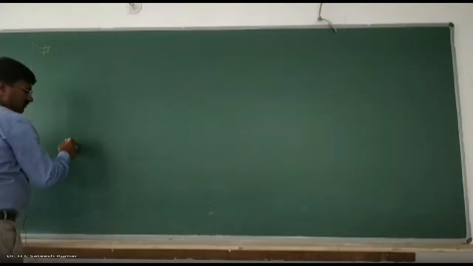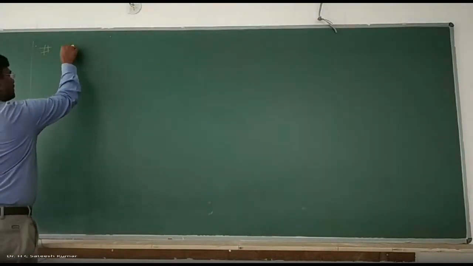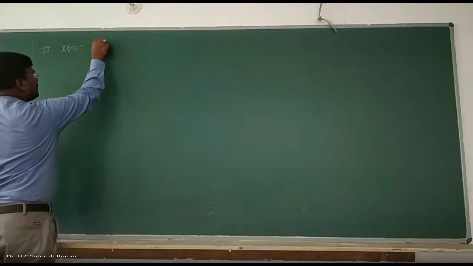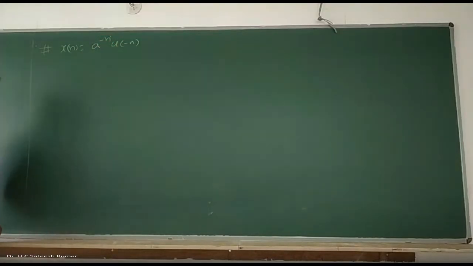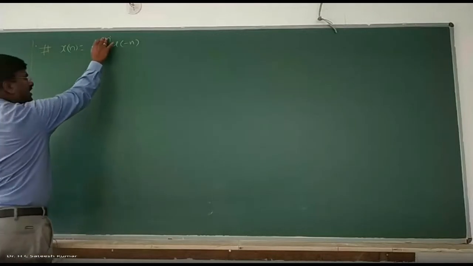Good morning, students. In continuation with the problems on the Z transformation, some of the examination problems we shall do. So we have another problem, a simple problem. x of n is equal to a power minus n into u of minus n. Go for substitution. So this is of the form a power n into u of n.